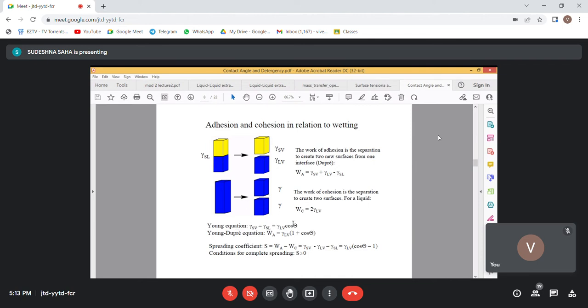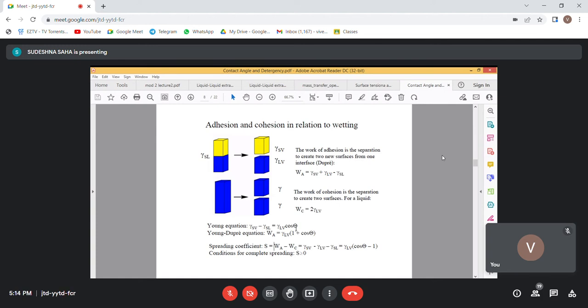So this is again just the gist of what we have talked about. This is Young's equation, this is the Young-Dupuis equation, which is actually the work of adhesion, and the spreading coefficient we can write in terms of the work of adhesion and work of cohesion. So the spreading coefficient is nothing but work of adhesion minus work of cohesion, and that will be given by gamma SV minus gamma LV minus gamma SL, which will be equal to gamma LV into cos theta minus 1. And the condition for complete spreading is that this spreading coefficient has to be greater than or equal to 0; less than 0 is partial spreading.